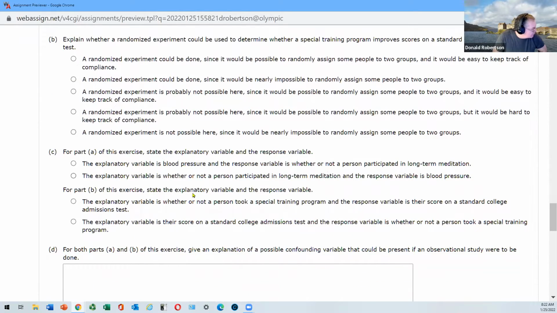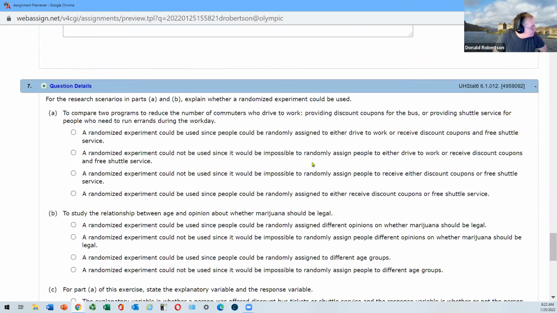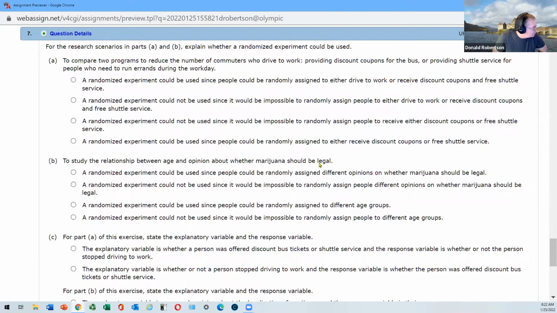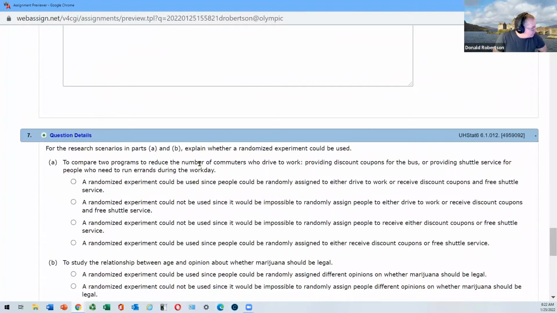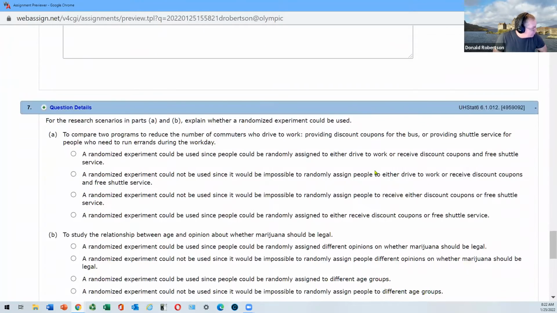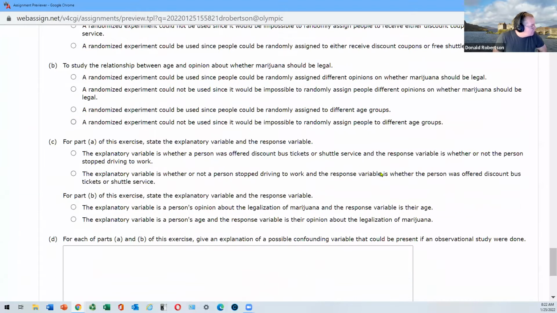Yeah, no, I'll leave the other ones. I think it's fun if you just read them. Pick one of these. Same type of question. Can you do a randomized experiment? So it's a yes, you can, or no, you can't.